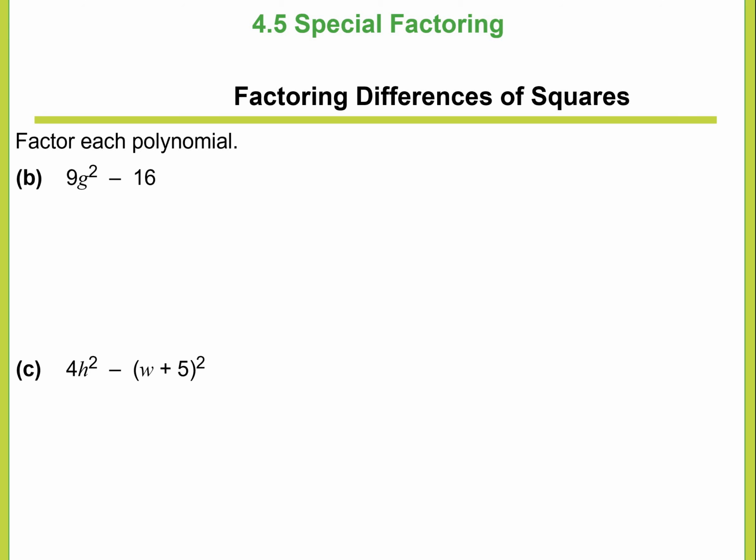All right, now if you feel like, yeah, I remember this from Algebra 1, I think I got it, try these two, pause the video and try them and then press play again. If not, keep watching and I will explain them as I do them out. So we have 9g squared minus 16. 9 is a perfect square, g squared is a perfect square, and 16 is a perfect square. So I can factor this right away.